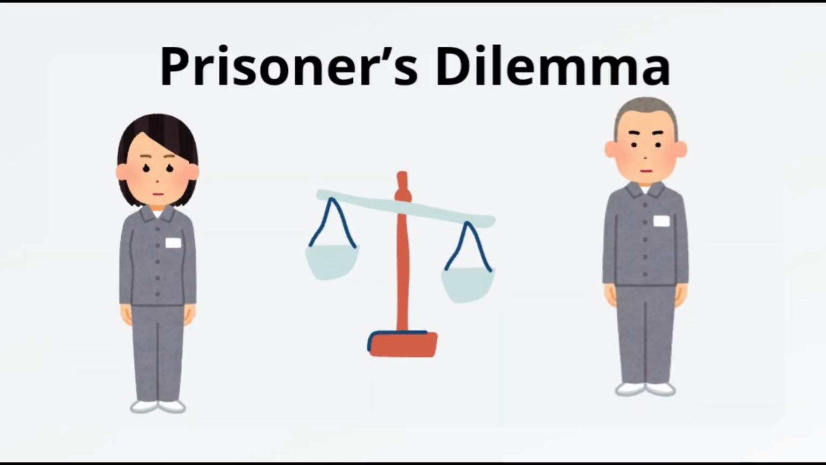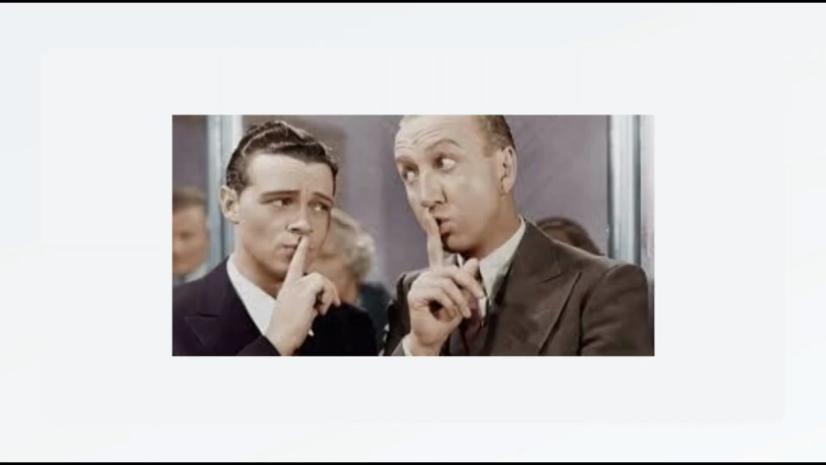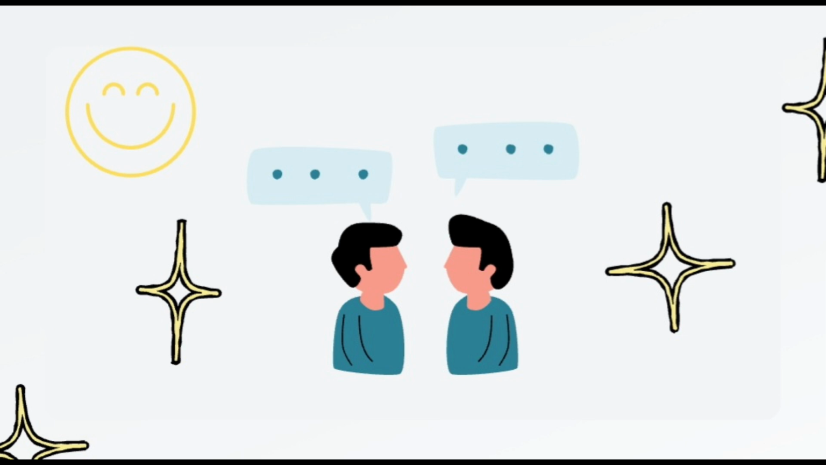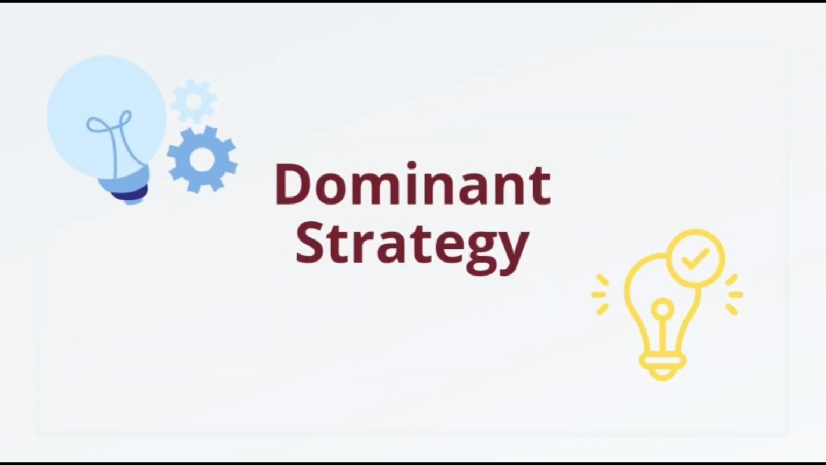Example: Prisoner's Dilemma. Two prisoners must decide whether to cooperate, remain silent, or defect, betray the other. First choice: if both cooperate, they receive light sentences. Second option: if one defects while the other cooperates, the defector goes free while the other receives a heavy sentence. And the last option: if both defect, they both get moderate sentences. The dominant strategy for both is to defect, even though mutual cooperation would yield a better collective outcome.